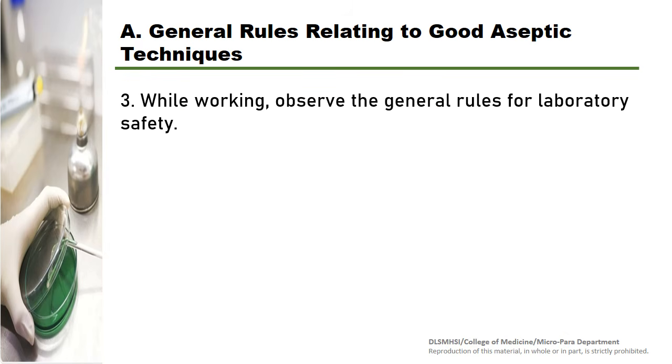While working, observe the general rules for laboratory safety. So you should be aware of the hazards that are present in your work area, such as when you are working with an open flame or volatile and flammable liquids. You should also know the location of emergency exits, emergency showers, and others.